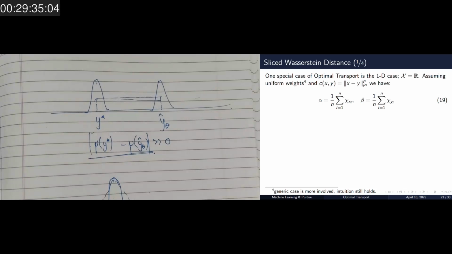n-dimensional case and use that to effectively create a new distance, which we will call sliced Wasserstein distance, which is quicker than n to the power 2.5 log n, which is what we need in order to compute the p-Wasserstein distance. So one special case of optimal transport is the one-dimensional case.